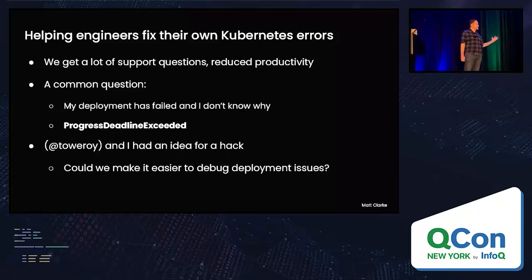And a common question we got was, my deployment has failed and I don't know why. I'm getting this error message, it says progress deadline exceeded, and honestly, I just want to get my feature out there. We thought, fair enough, we don't want the infrastructure to actually get in the way of their job, we want the opposite. So like I said, we thought about, okay, how can we make this easier to debug?